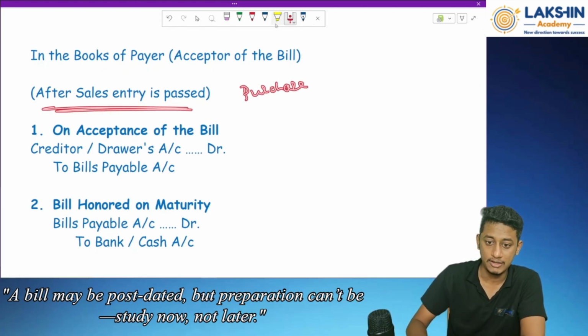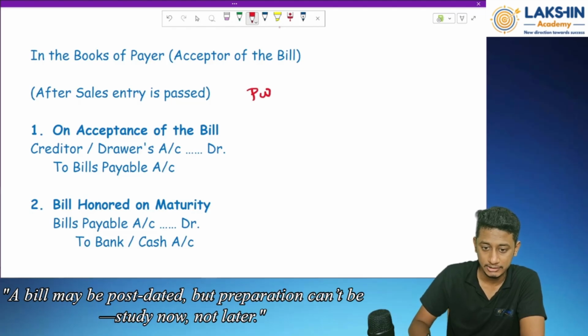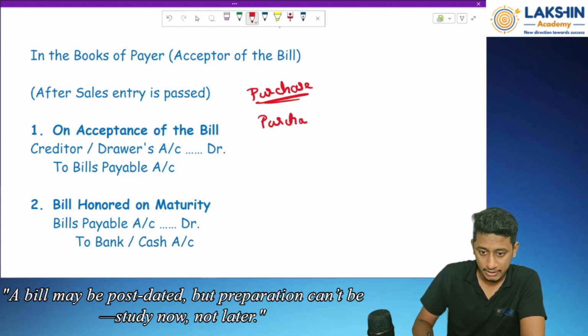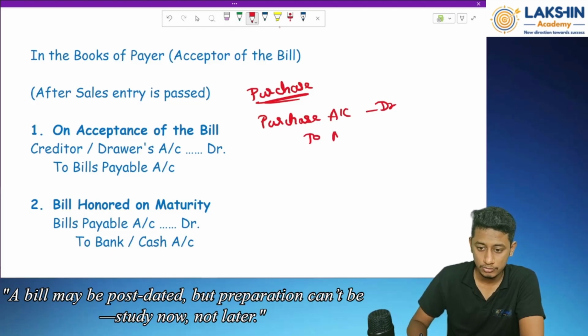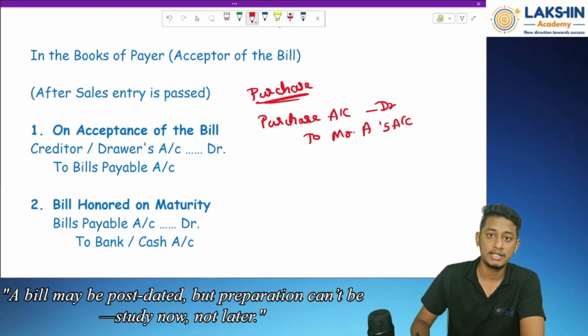So once the sale entry is passed, that is, in this case it is the purchase entry. What is the entry that I pass for purchases? Purchase account debited to Mr. A's account, right?